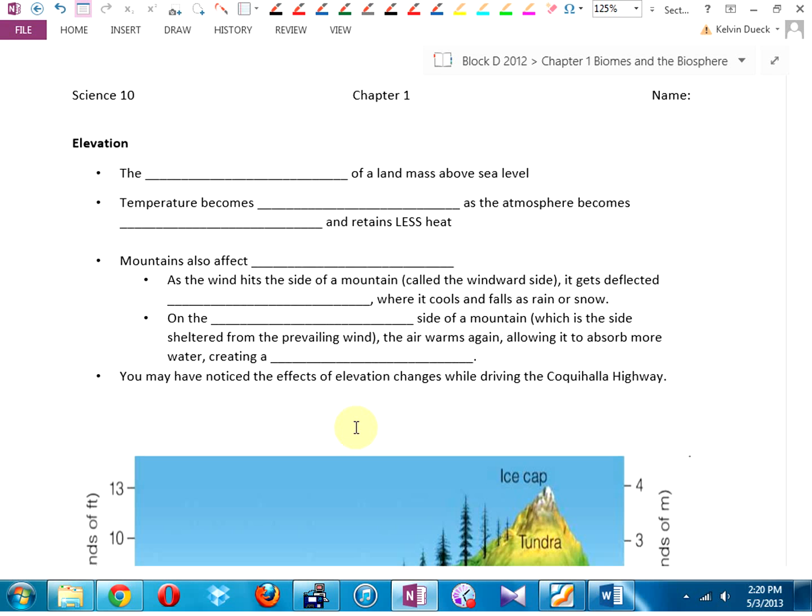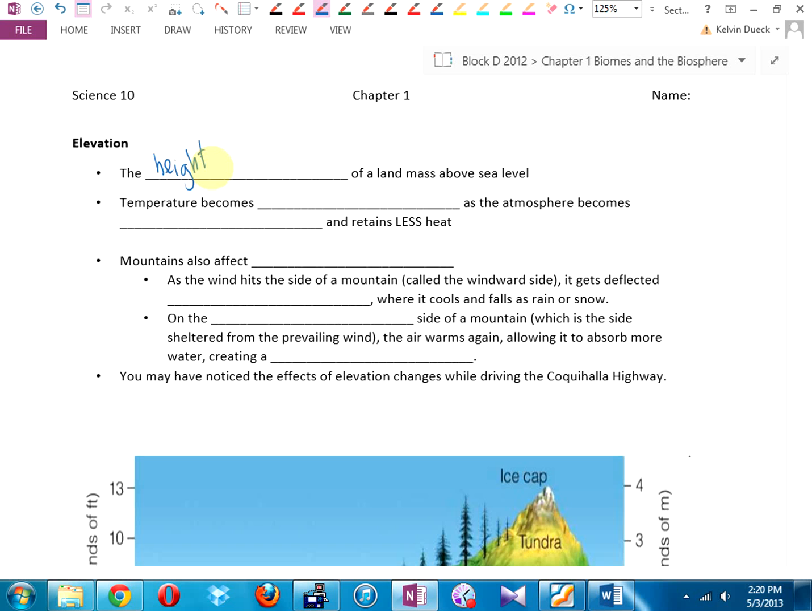So, elevation. What's elevation? It's the height of a landmass. But we have to measure height with a reference point. We measure all of our heights from sea level. So if something has 0 elevation, well, English Bay in Vancouver has 0 elevation, 0 meters, sea level.